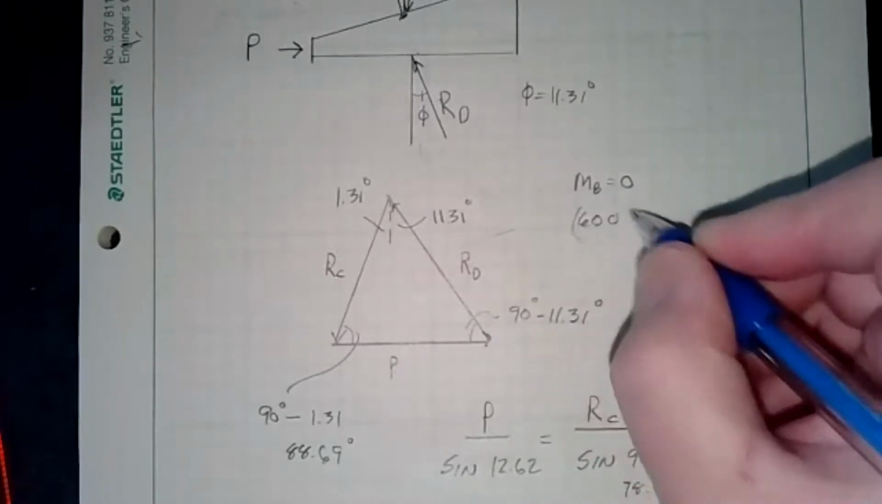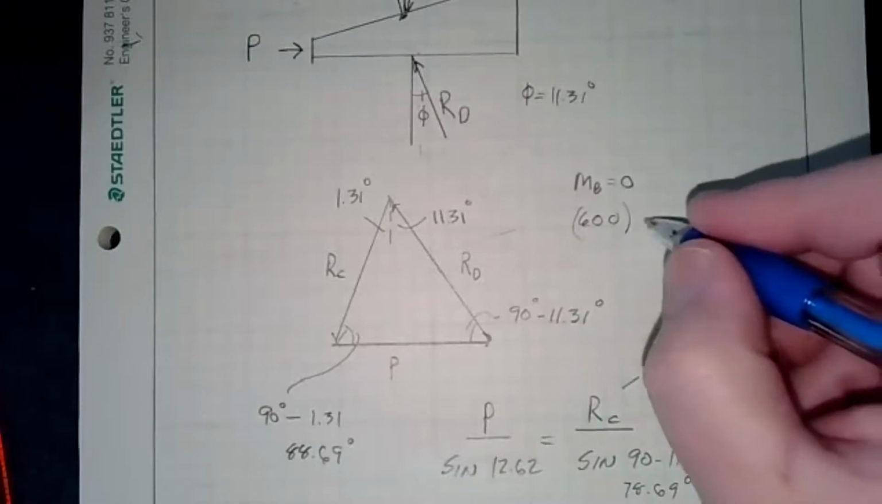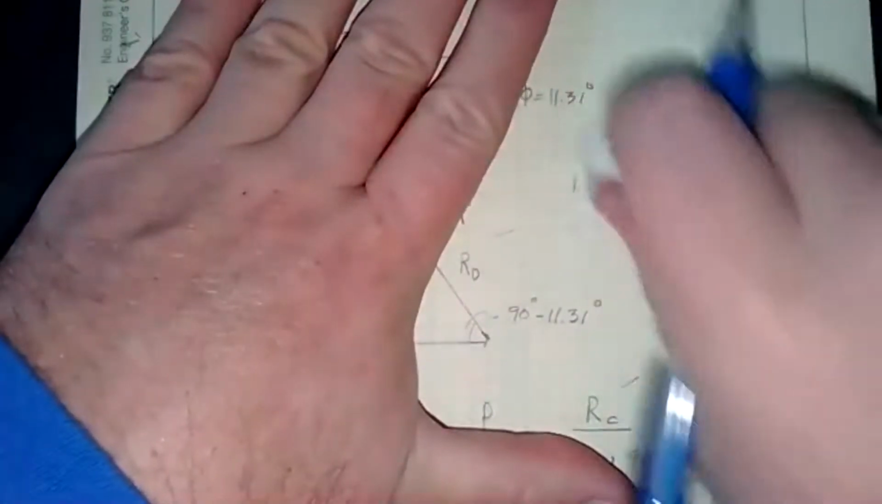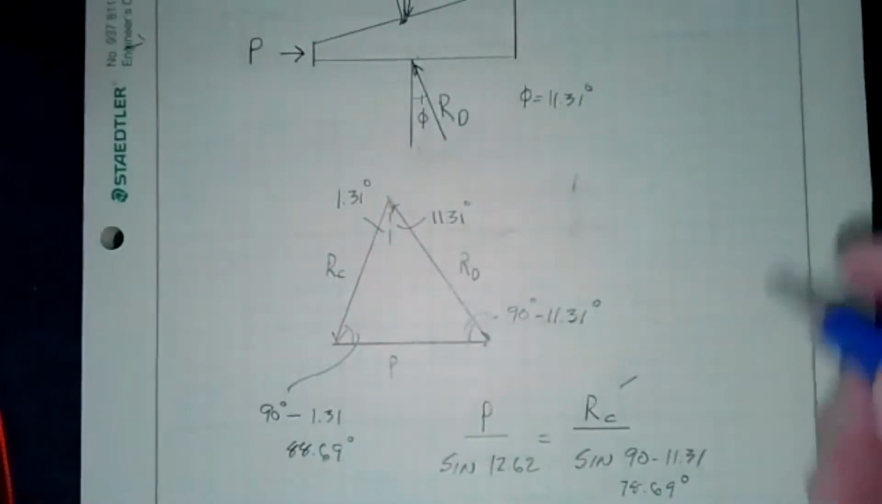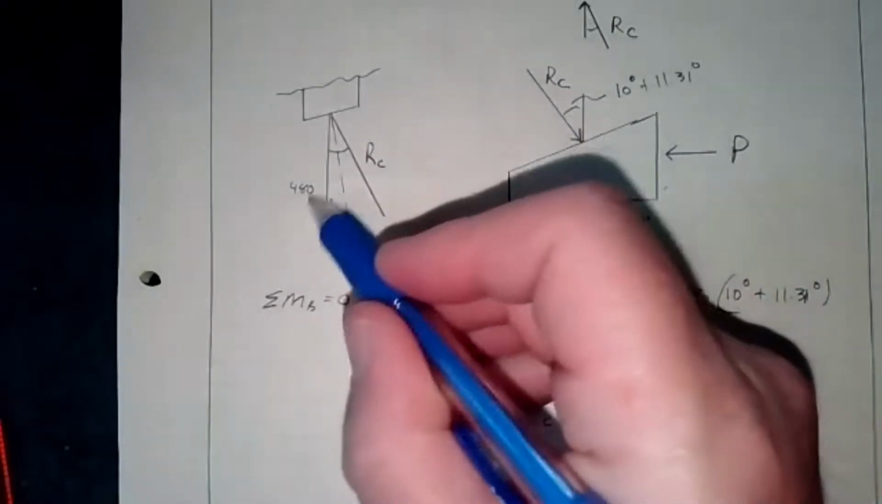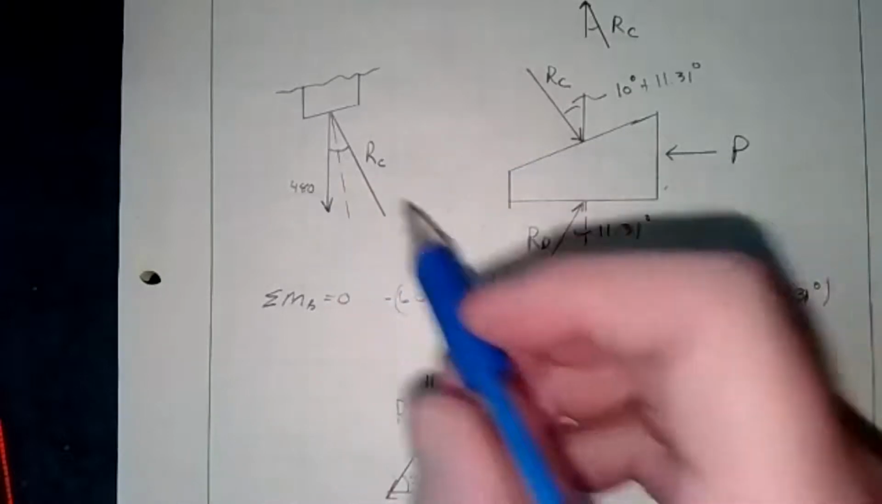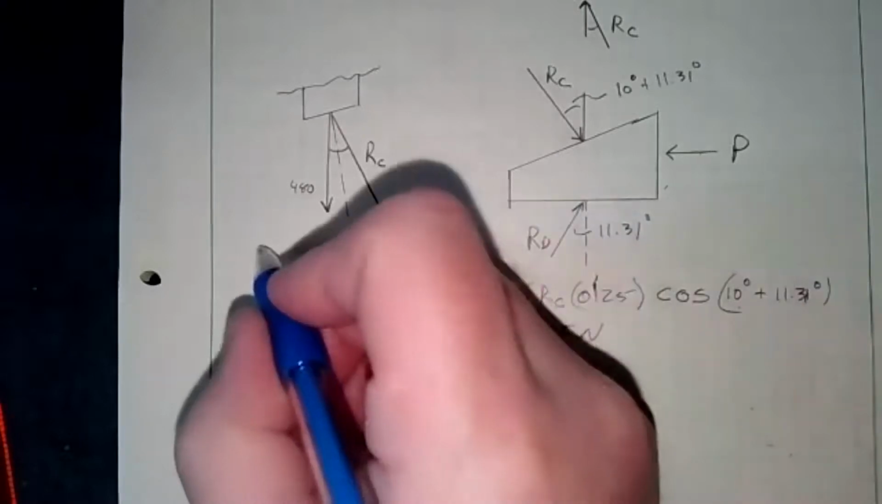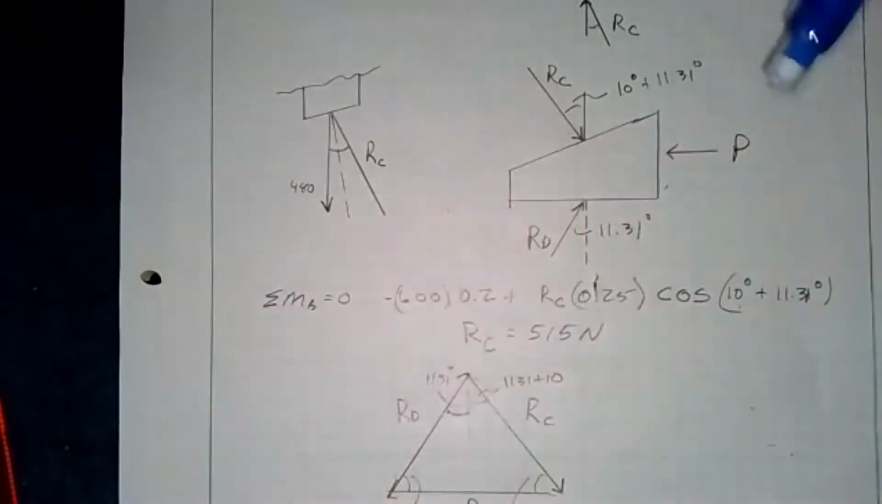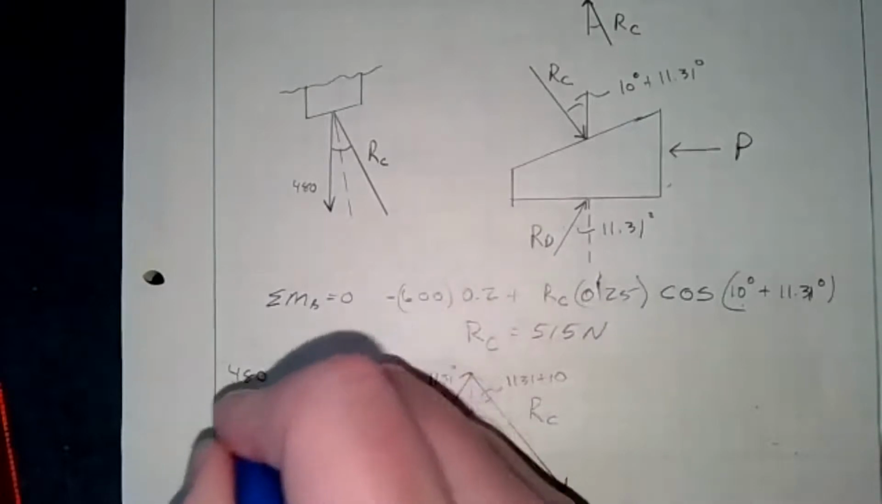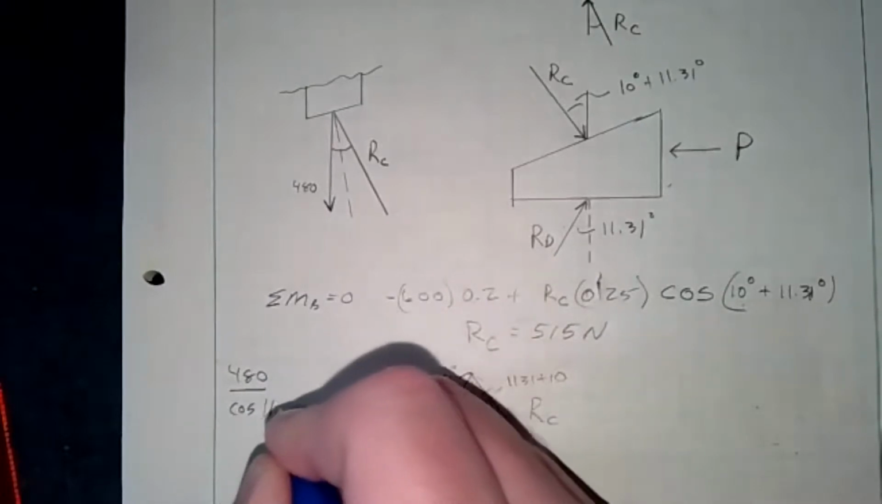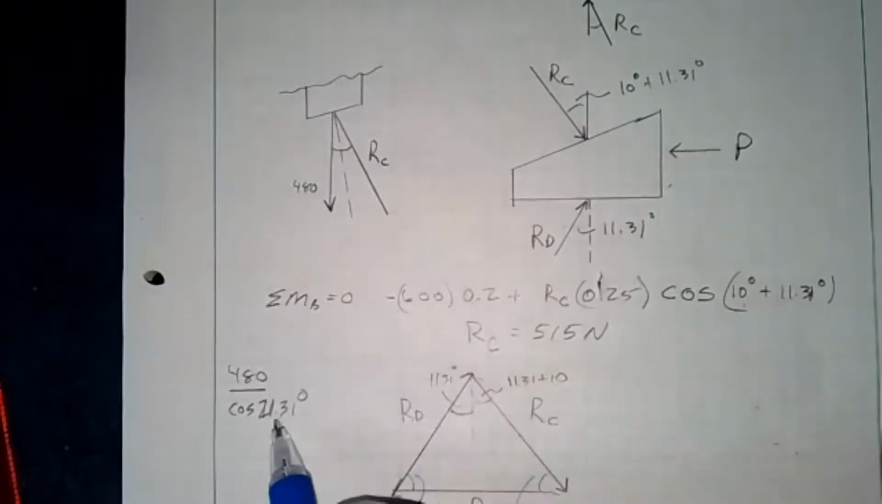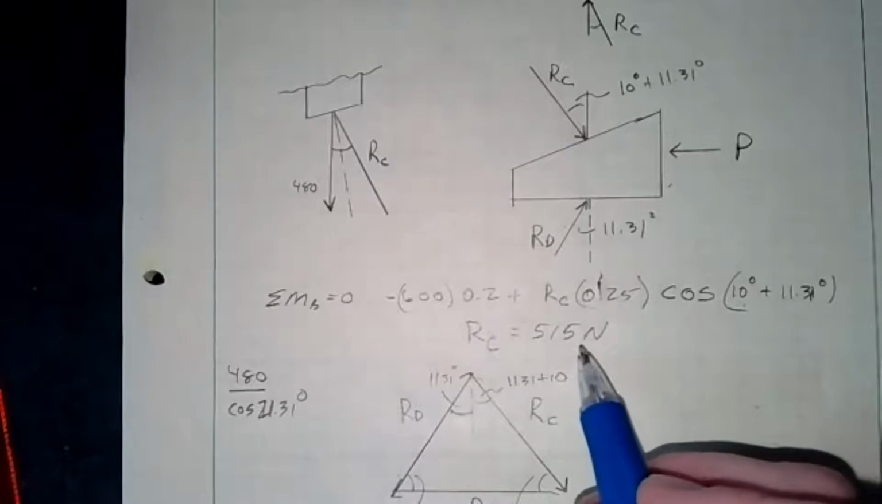We had the 600 times, well, actually, we don't even need to do that because, remember I said, if we go back to this, we know that this vertical part's 480. So in order to get RC before, we divided it. So 480, sorry, it's getting a little messy, but 480 divided by the cosine of 21.31 degrees. That's what gave us the value 515.